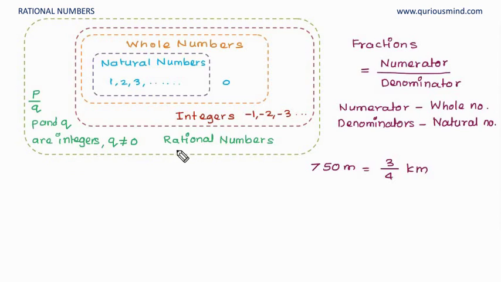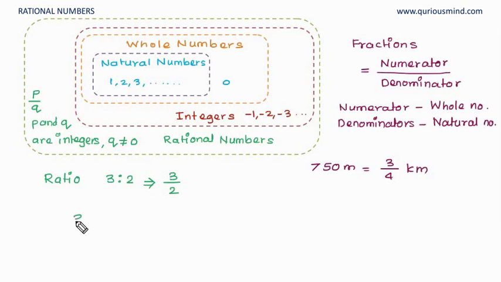The word rational comes from the word ratio. And we know the ratio 3:2 is also shown in the form 3/2. And if you see, it is the same form P upon Q. The only thing is P and Q can be integers, but Q cannot be 0.